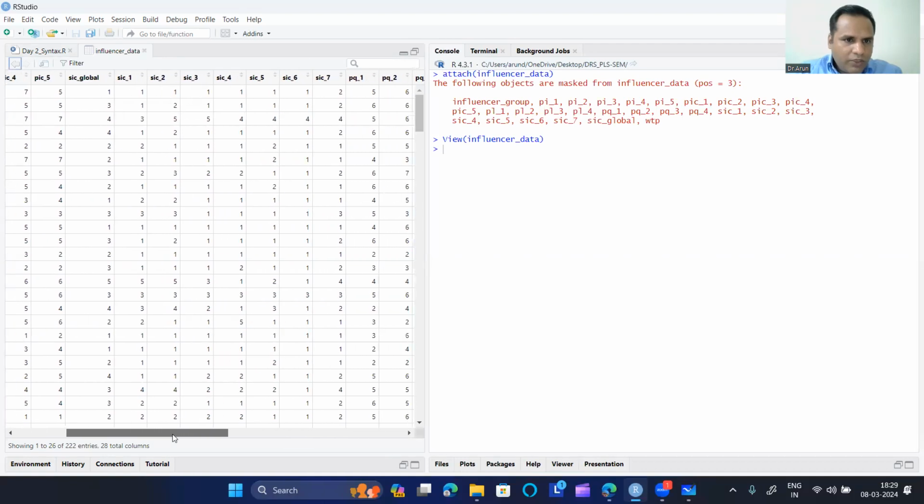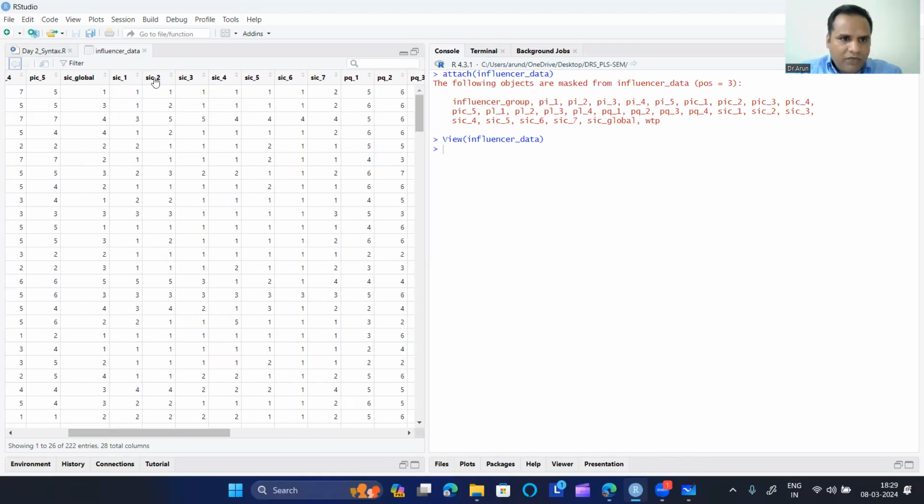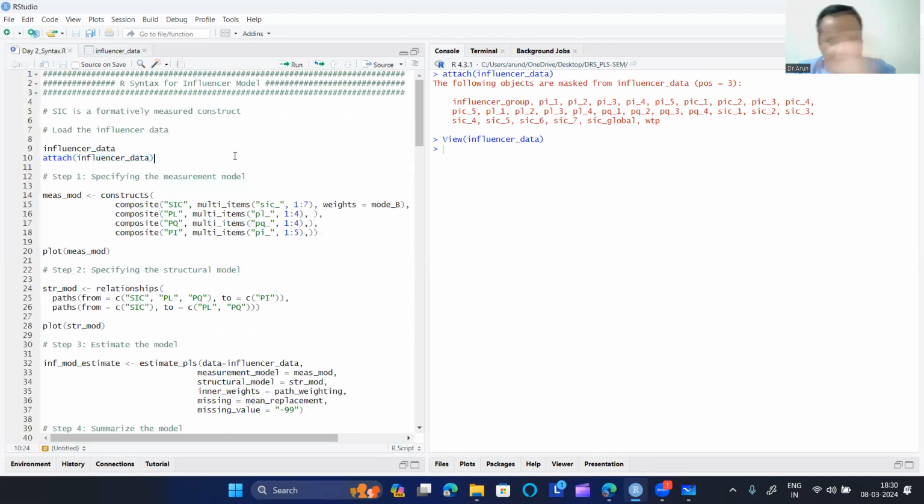Here you can see SIC1, SIC2, SIC3, 4, 5, 6, and 7. So there are 7 items and there is one global item, SIC global. Please bear in mind that whenever you are measuring a formatively measured construct, you should have one item which essentially captures the meaning of all the 7 items, because convergent validity in a formatively measured construct is estimated slightly differently than in a reflectively measured construct. We'll come to it. We will definitely read the write-up on how convergent validity in a formatively measured construct is established.